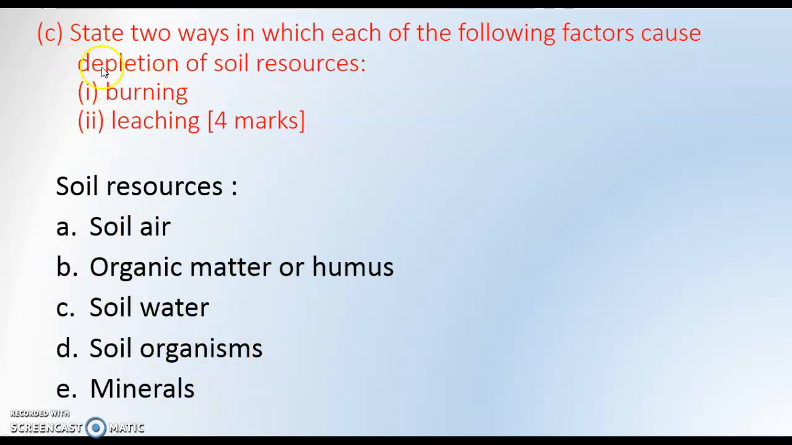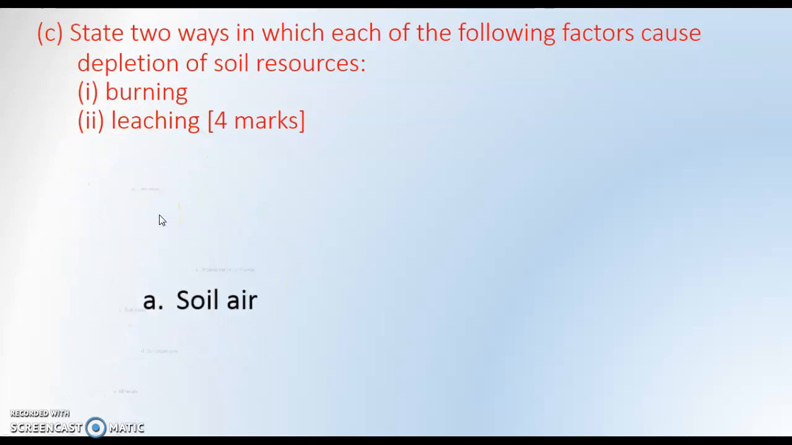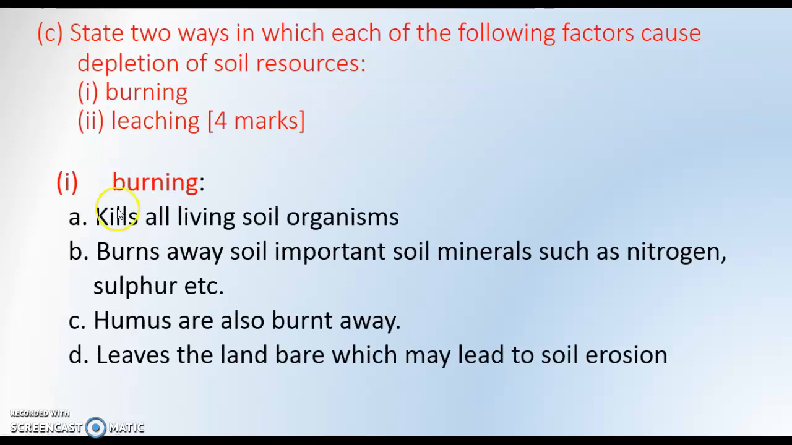So if I burn the soil, how is it going to deprive the soil of any of this? Let's look at the first one, I. When you burn the soil, it will kill all the living organisms in the soil, burning away also important soil minerals such as nitrogen in the form of nitrate, sulfur, calcium, and then the rest. So some of these minerals will be burnt away. Then we have humus, which is also burnt.